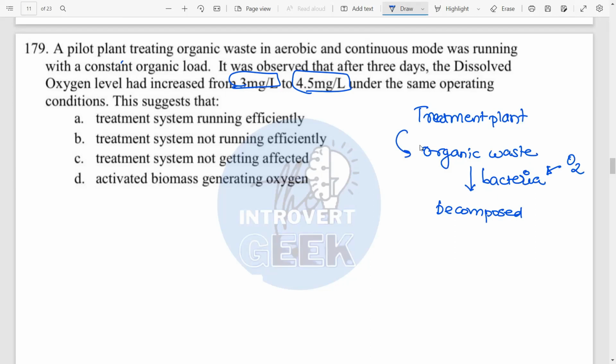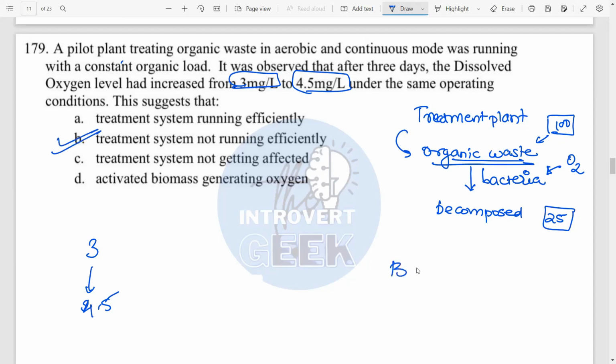So now what ideally should happen is, if initially you have 100 of O2, after a point, the bacteria will start utilizing the oxygen and breaking down this organic waste. So after a point, this value should decrease. A decreased oxygen level will show that the organic waste is being reduced. Now, in this case, vice versa is happening. Your oxygen level has increased from 4 to 5. This definitely tells us that the bacteria are not degrading the organic matter because no oxygen has been utilized, right? So this suggests that the treatment plant is not running efficiently.